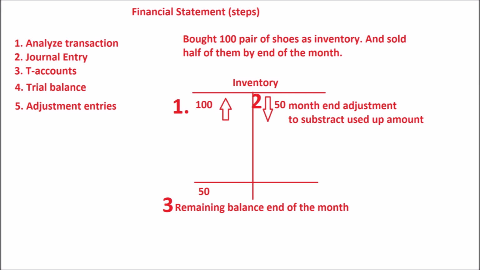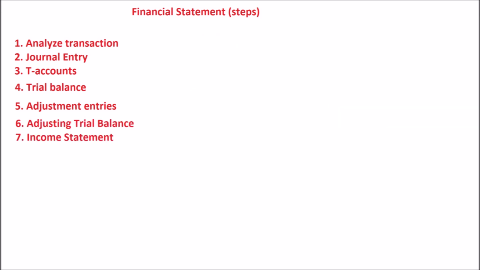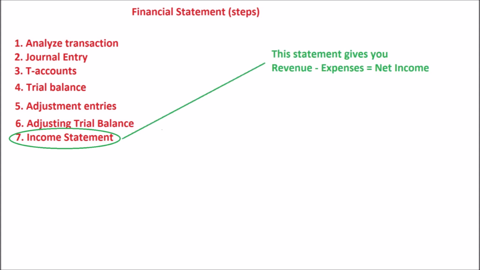And then from there you prepare an adjusted trial balance. And once you're done with the trial balance, basically all you do is start preparing the actual financial statements. Now financial statements are 4 in total. The first one is your income statement, which basically shows your revenues minus your expenses, which gives you your net income.